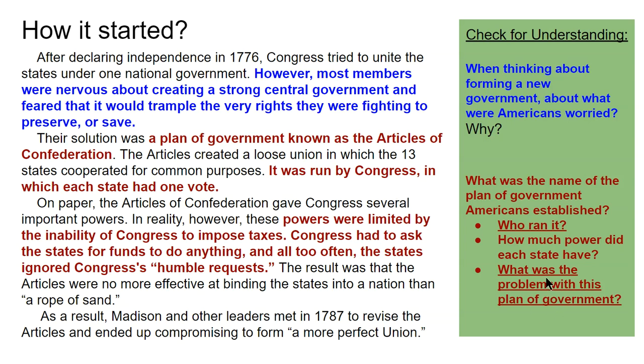And the last one says, what was the problem with this plan of government? This is the hardest part for students to understand. So what we have the text explaining is that Congress didn't actually have power because they had to ask the states for money. The states weren't required to provide money. And so every time they asked the states, what does the text say? The text uses the word ignored. That's pretty much them saying no.